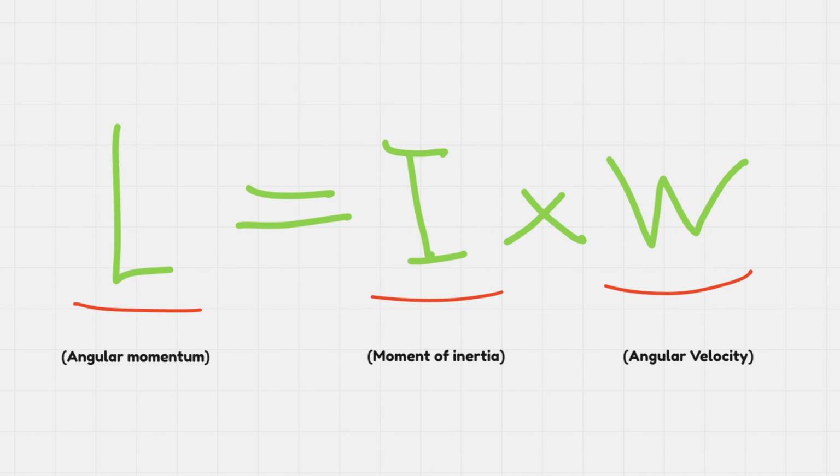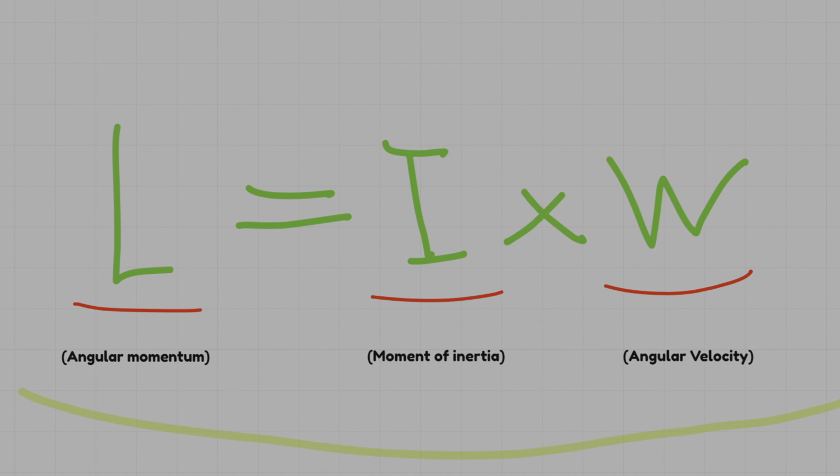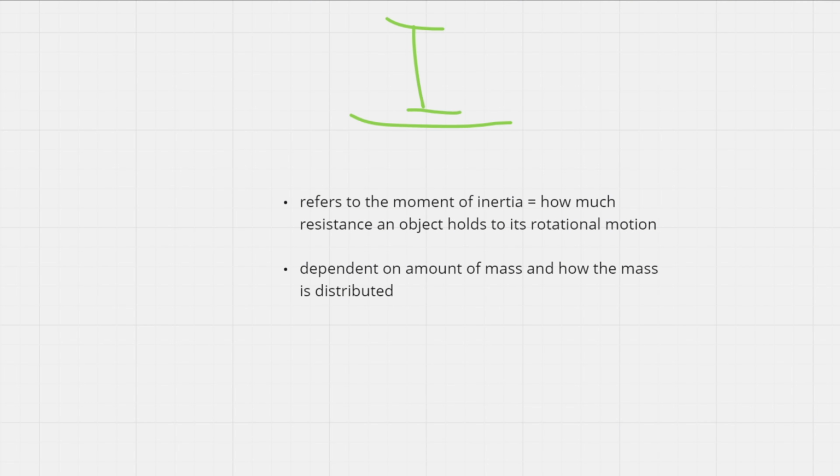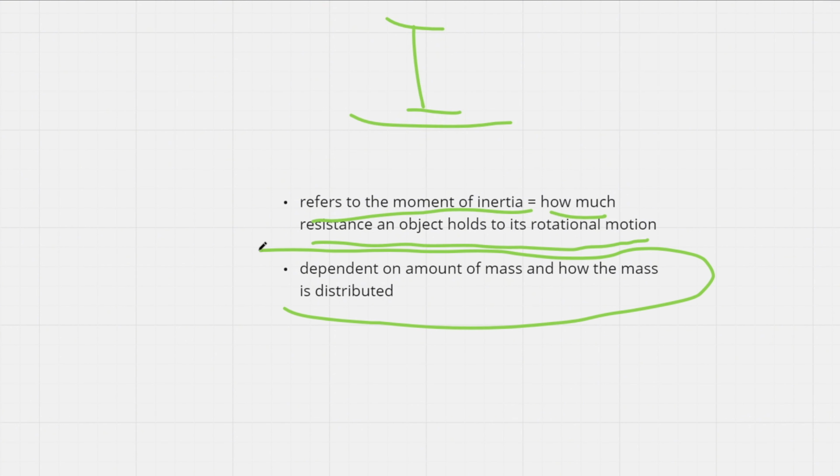Mathematically, the equation for angular momentum is L equals I times W. We'll come back to L, which is angular momentum, after we talk about what makes it up, I and W. The I refers to the moment of inertia, which is how much resistance an object holds to its rotational motion. Resistance depends on the amount of mass and how the mass is distributed.